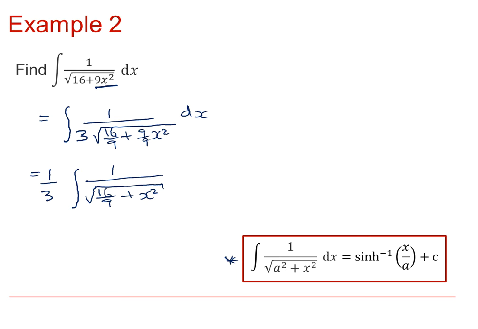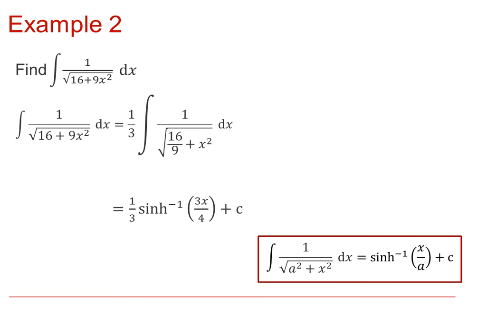We can therefore identify that in this case the a is 4 over 3, and apply the standard result, not forgetting the factor of a third, which would be sinh to the minus 1. x over a would obviously then be 3x over 4, because you've divided by a fraction, and not forgetting the plus c.